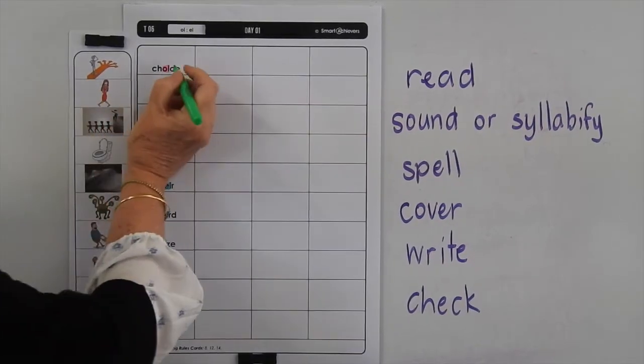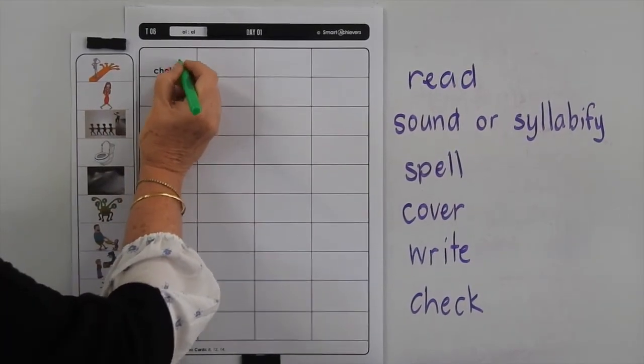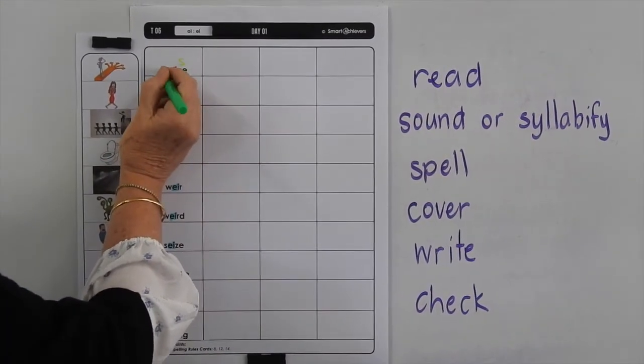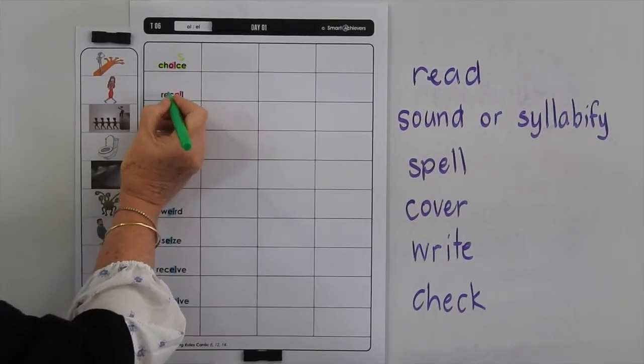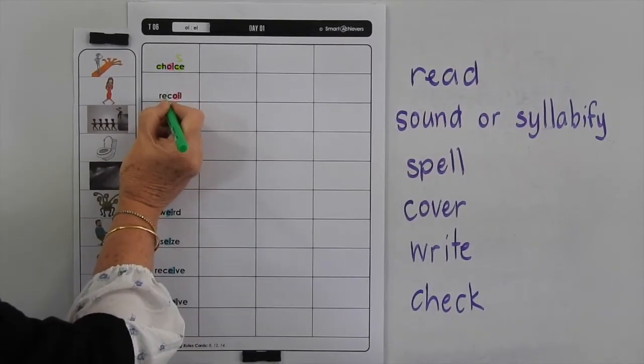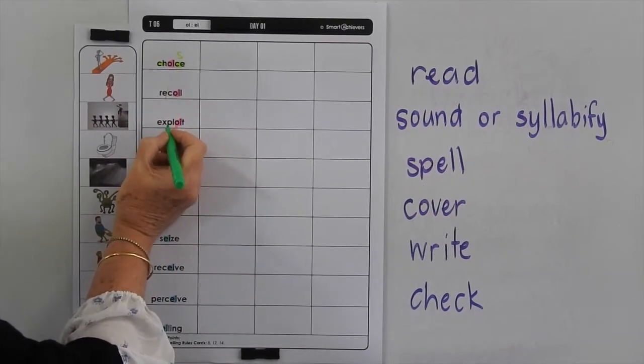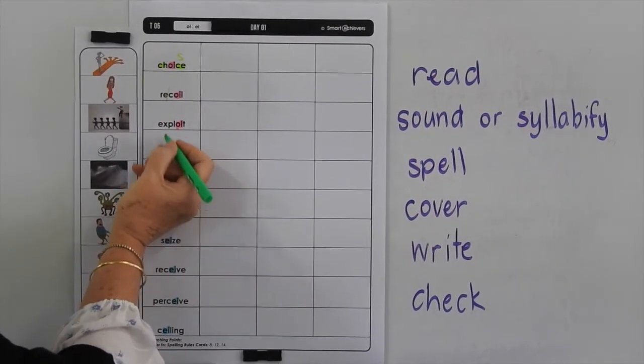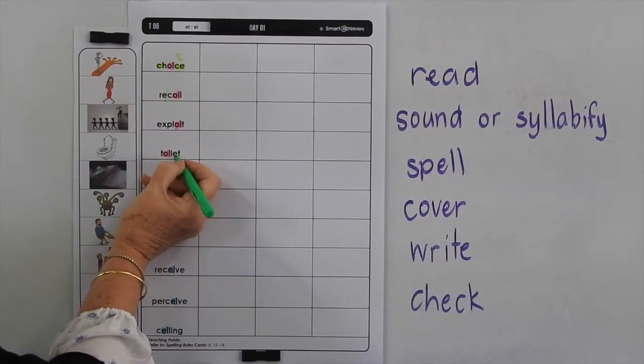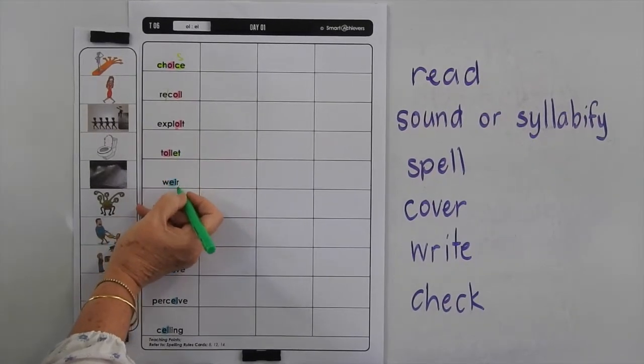In choice, we quite often use the CE for that sound at the end of a word, and we've got the CH with ch at the start. Recoil is a prefix added to coil. Exploit, it's quite easy if you sound it out. Toilet, just remember it's ET at the end.